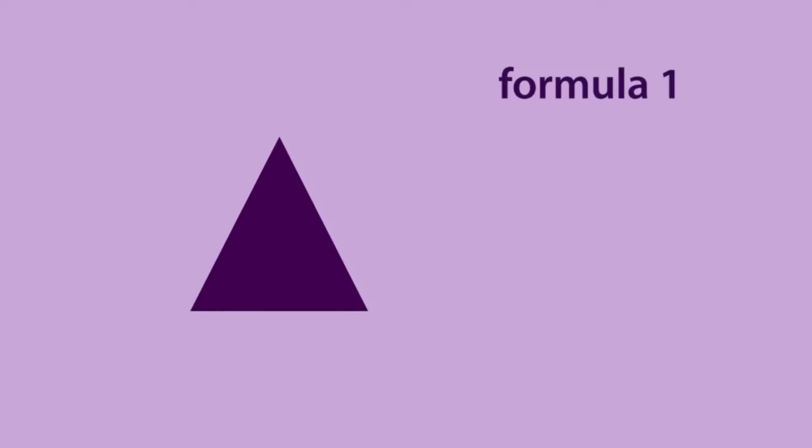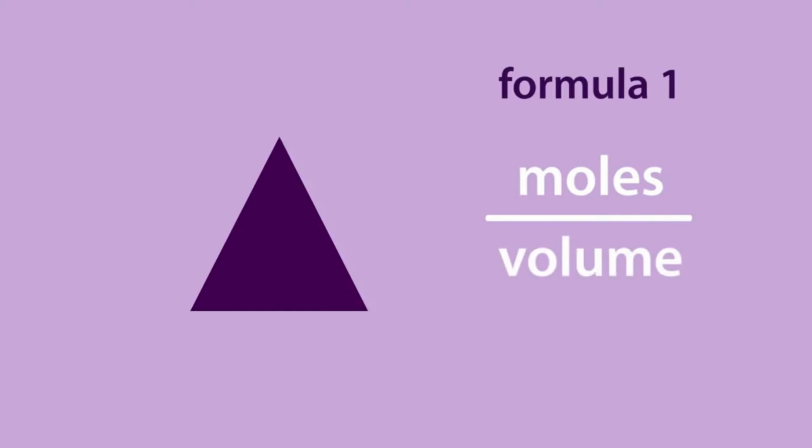Think about when you sweeten a drink by adding sugar. The more sugar you add, the sweeter the drink tastes. We can calculate this using two formulae and accompanying formula triangles. The first way of calculating concentration is to use moles, an amount of a chemical substance, and divide it by its volume. Here's the formula triangle for this.